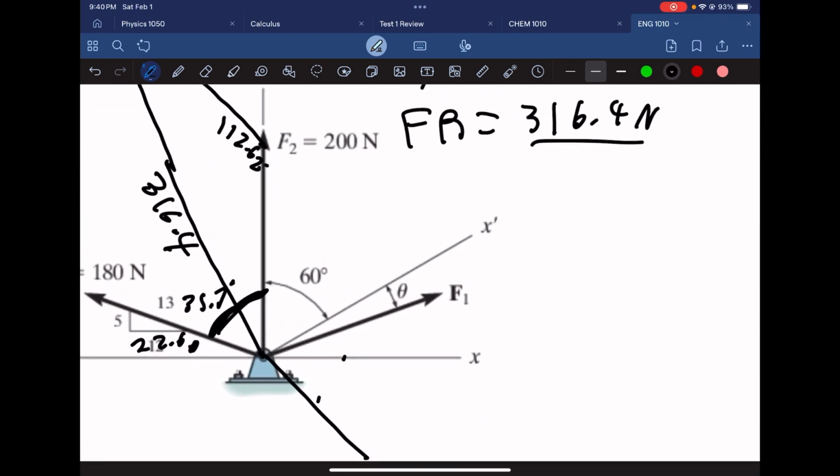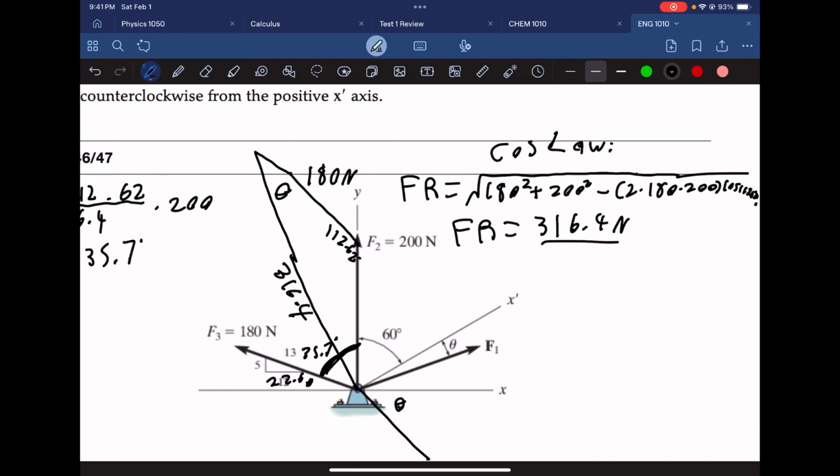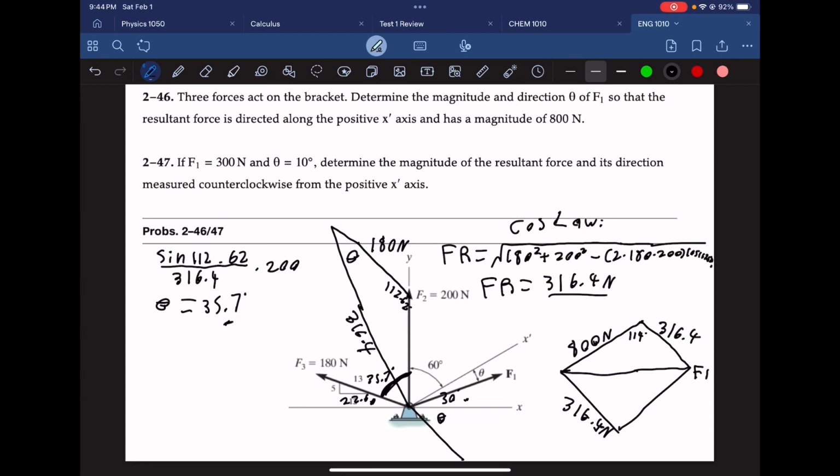So now we know this angle here is the same distance from our resultant to our x as it is here. Now we have 30 here, 35.7 here, and 22.6 here. Add them all up to get this angle here: 30 plus 35.7 plus 22.6, which equals theta. Theta equals 65.7 plus 22.6, which is going to be 88.3 degrees between our resultant and our resultant of F3 and F2.